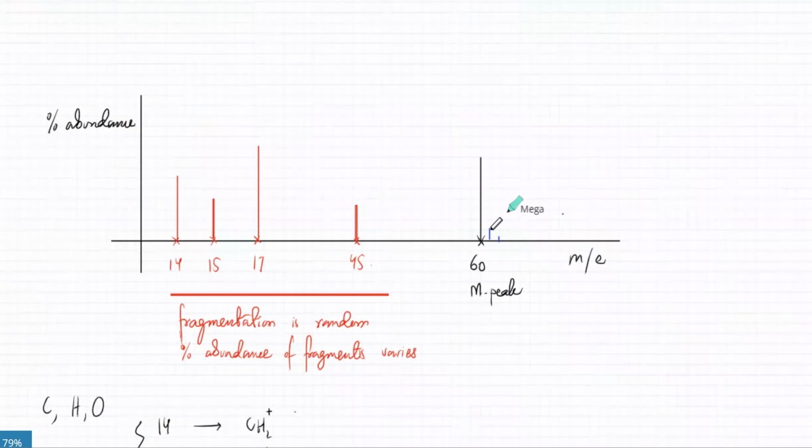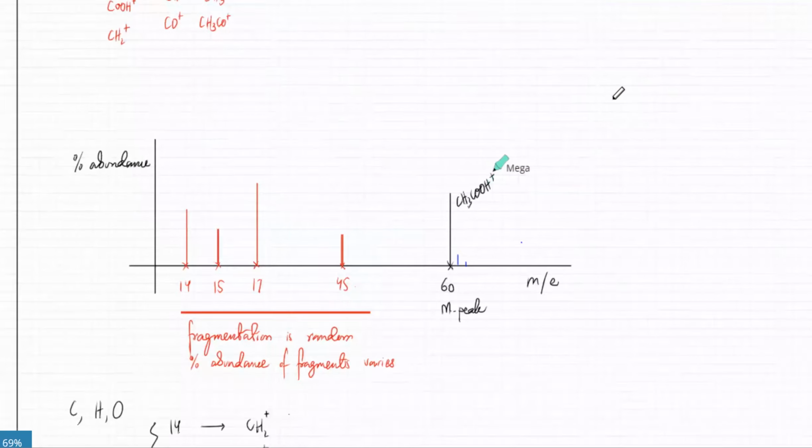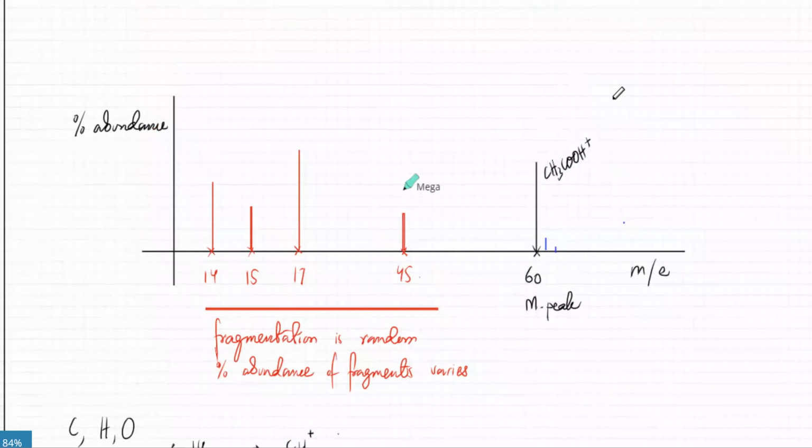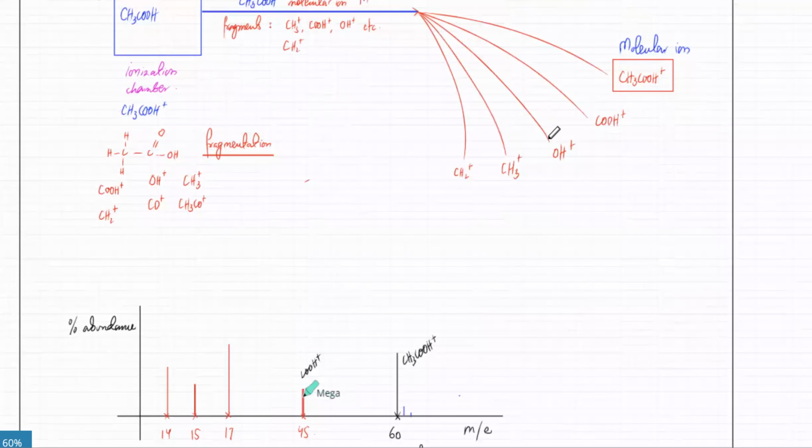If you look at the graph, the particle that you're detecting at mass 60 is your molecular ion. That's your CH3COOH plus. This particle is going to be detected at mass 60. And so on. At mass 45, it's going to be COOH plus. After that, at 17, it's going to be OH plus, which has a mass of 17. Then 15 would be CH3 plus. This would be CH2 plus.